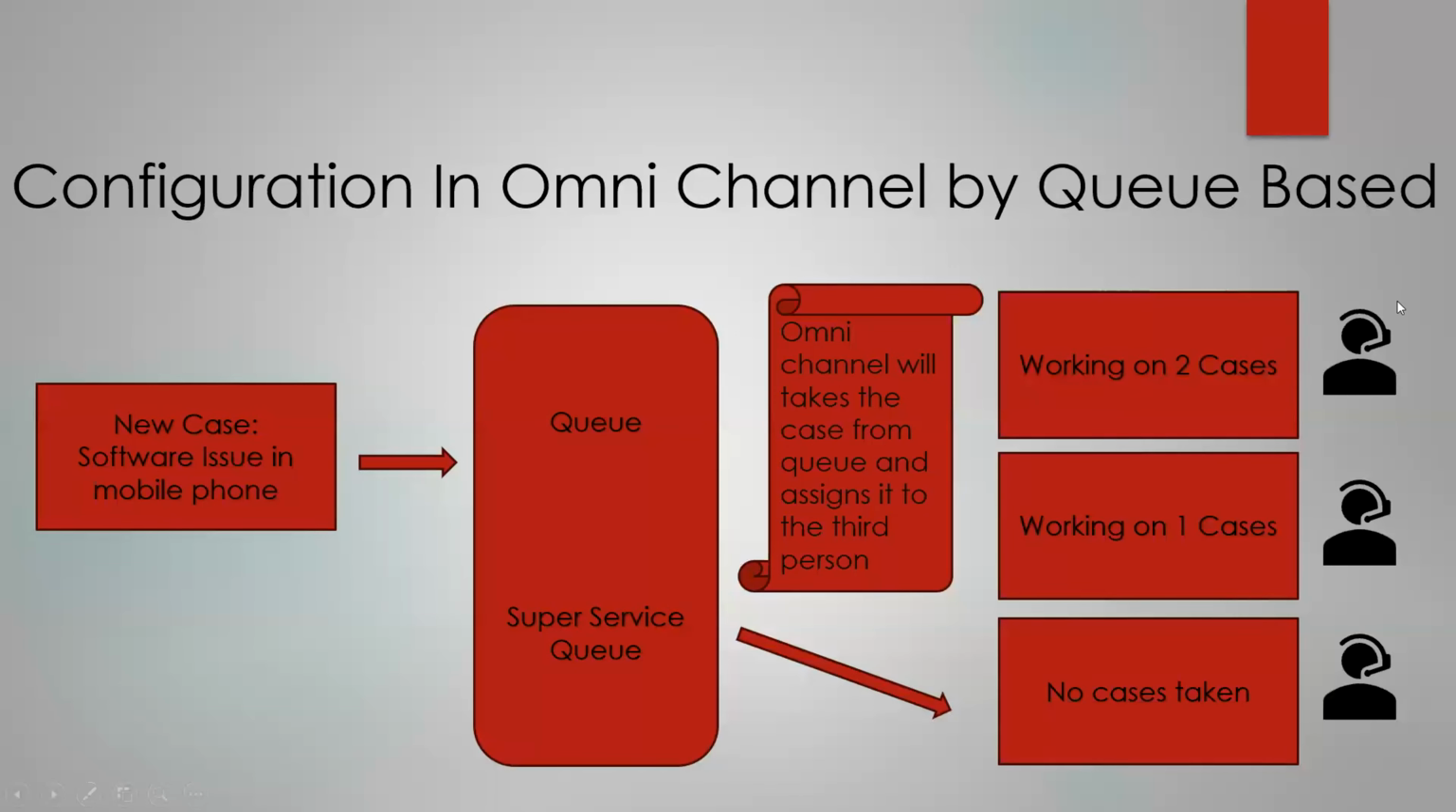See here, same scenario: there are three persons. The first person is working on two cases, the second person is working on one case, and the third person is idle. He is not working on any case. Omni-channel will take the case from the queue and assign it directly to the third person. That is what Omni-channel will do. For that, we need to do some configuration, so we will look at that configuration to set up Omni-channel in our Salesforce app.